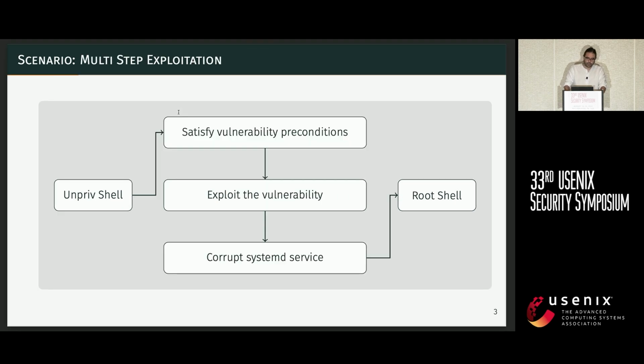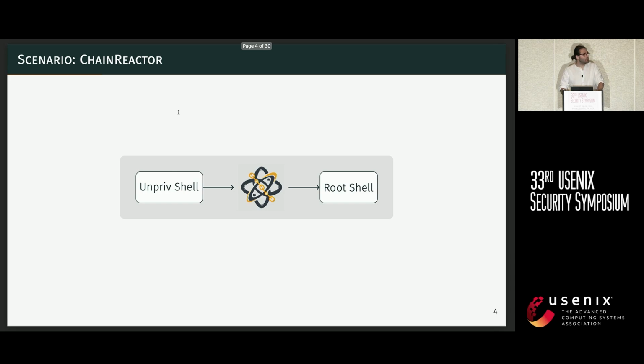Well, in that case, we might have to find vulnerabilities, satisfy the preconditions to exploit the vulnerability, then exploit it, but at that point, this might still not be enough to gain root. So we might pivot to another problem on the system, which might be, for example, corrupting a systemd service that then is going to gain us access to a root shell. What we propose is ChainReactor, which aims to provide a zero-click approach to automate these steps.